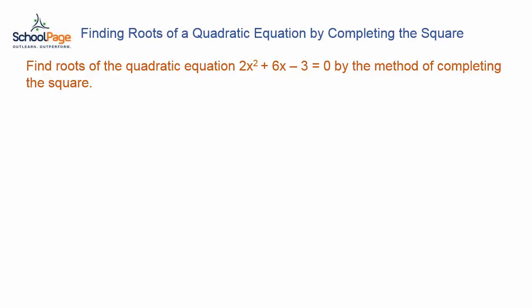Let us now use the method of completing the square to find the roots of the quadratic equation. Let us write the quadratic equation as 2x square plus 6x equal to 3. Now we look at the coefficient of x square. The coefficient of x square is 2, but we need the coefficient of x square to be 1. So we divide the equation throughout by 2. We get x square plus 3x is equal to 3 by 2.